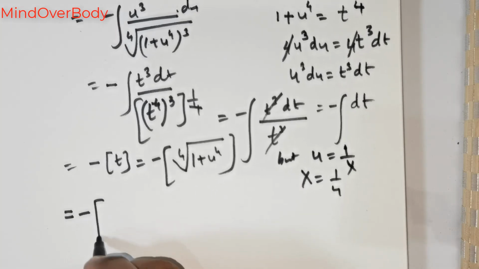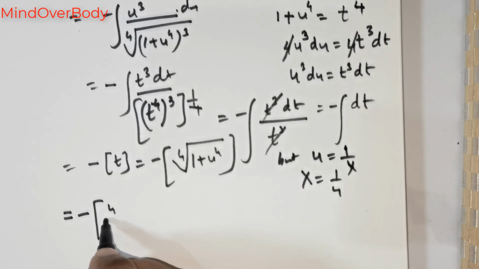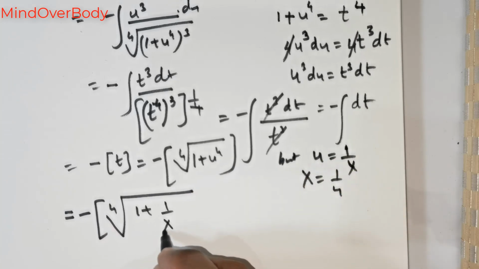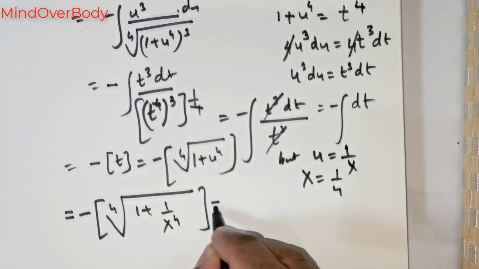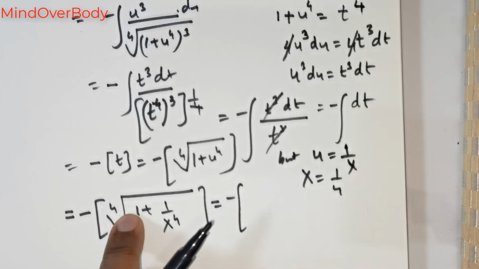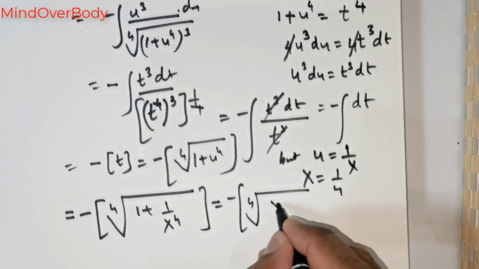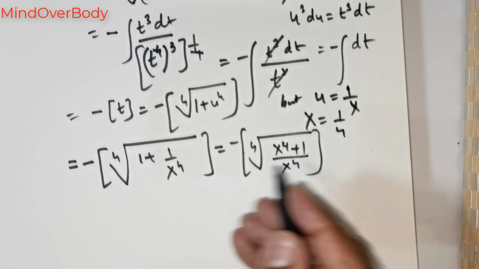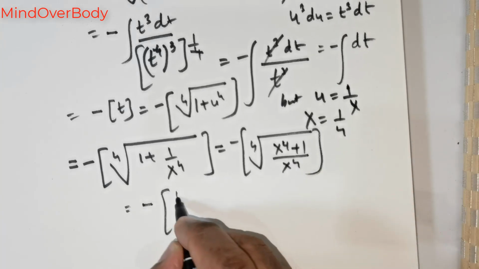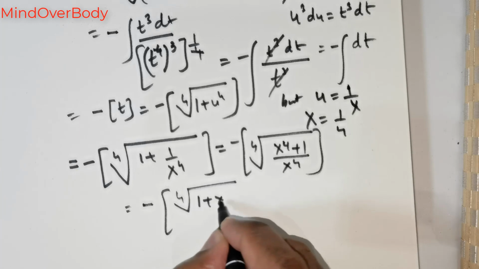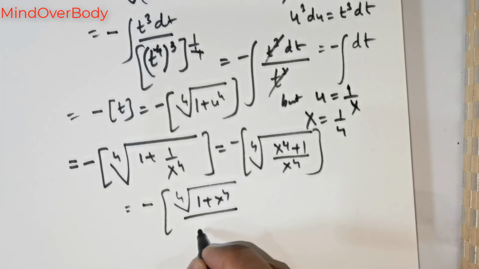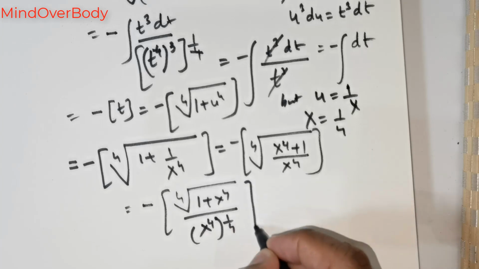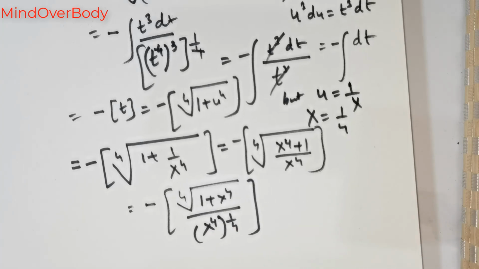So this is equal to negative of 4th root of 1 positive, u is 1 over x, so it's going to be 1 over x to the power of 4. Now this is equal to negative of, if I were to take the LCM, this is going to be x to the power of 4 positive 1 divided by x to the power of 4. I can rewrite this as 4th root of 1 positive x to the power of 4 divided by 4th root of, so I'm going to write this in this fashion, x to the power of 4 raised to the power of 1 over 4. Fair enough, right? I can always write it like this.